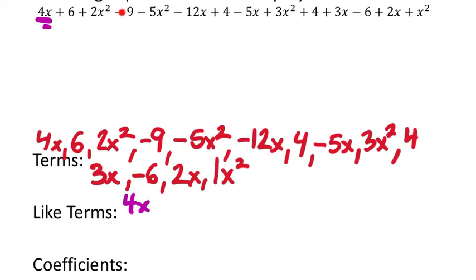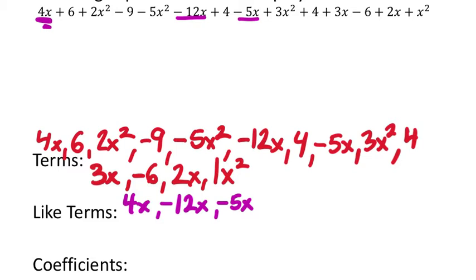Negative 9, nope, not a like term. Negative 5x to the power of 2. Again, that power of 2 is what makes it not a like term. And then, oh, now we got negative 12x. Yes, that will work. That is a like term. It's a negative 12x there. Continue scanning. 4 is not a like term with the x's, but now I got a negative 5x. Yeah, that's a like term.